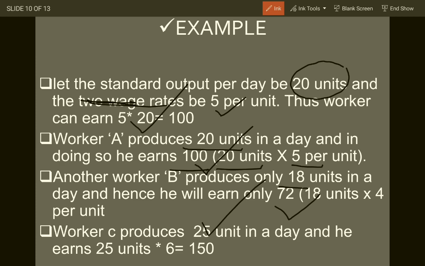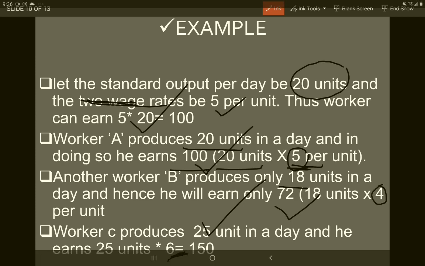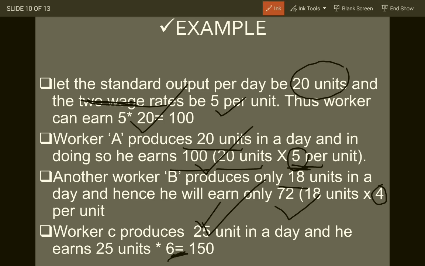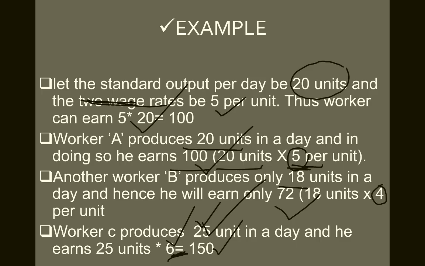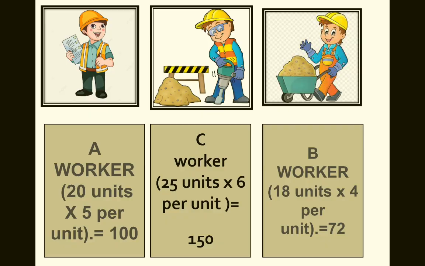See what happens, children. This is the method. 5 for the standard, which is the standard rate per unit; 4 if he is performing less, and 6 if he is performing more than the standard. So he is giving 25 output and the rate will be 6 rupees per unit, so he will be earning 150. So see, worker A: 20 units at 5 rupees, 100. Worker B: 18 units, less than the standard, into 4. Worker C: 25 units at 6 per unit, 150.